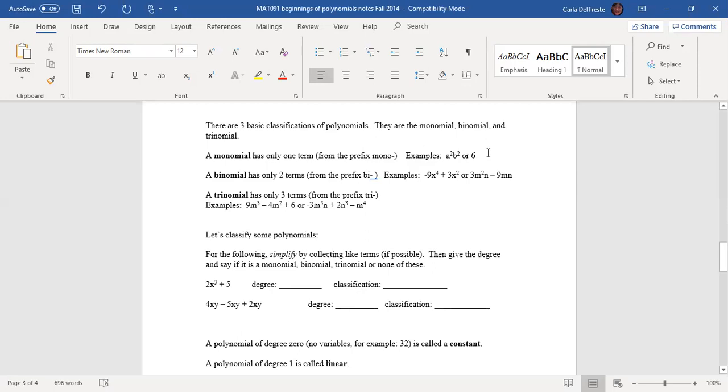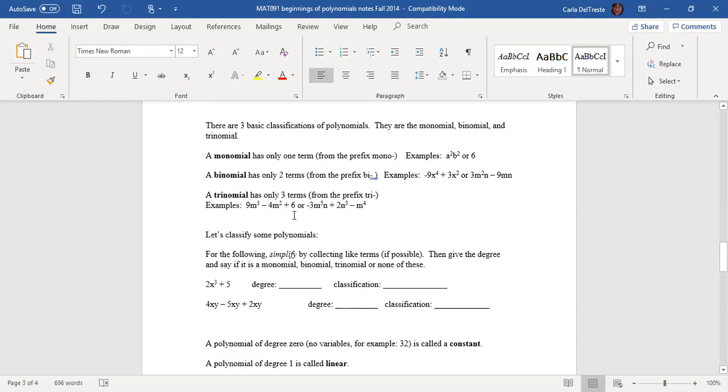So those are monomials. A binomial, split it apart, binomial, so 2 terms. That's going to be anything that can be broken up into 2 pieces. So negative 9x to the 4th plus 3x squared. These are 2 terms. 3m squared n minus 9mn. 3m squared n is one term, and negative 9mn is another term. A trinomial has 3 terms. Again, the prefix is tri, so you can see these can all be broken up into 3 chunks, 3 pieces.